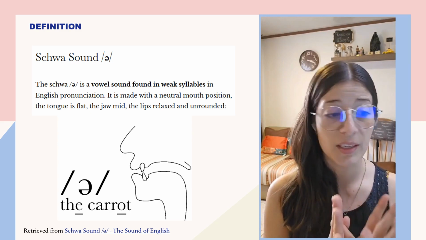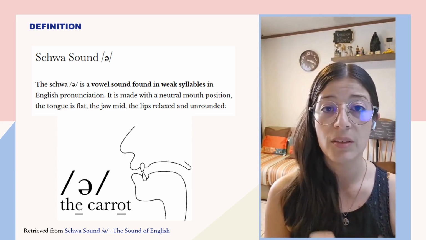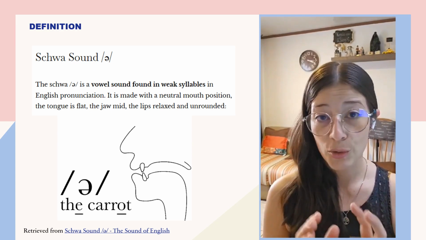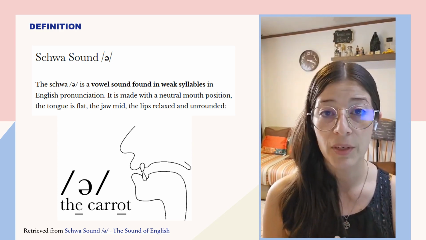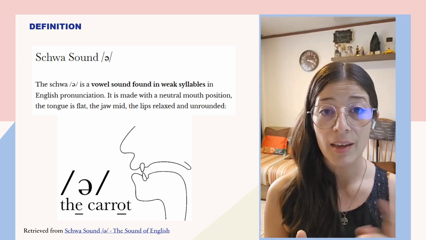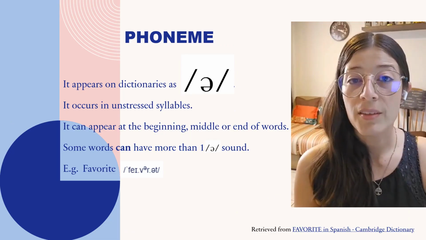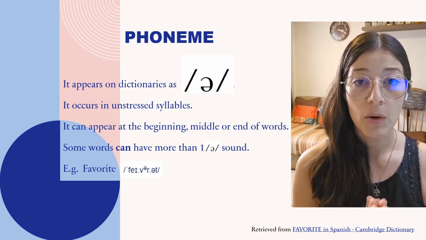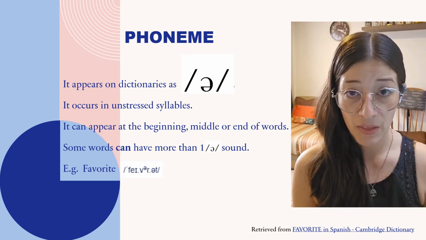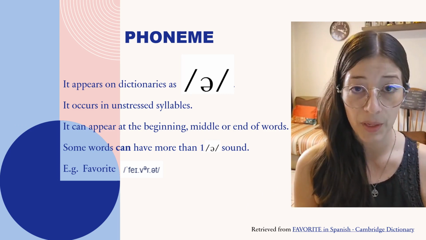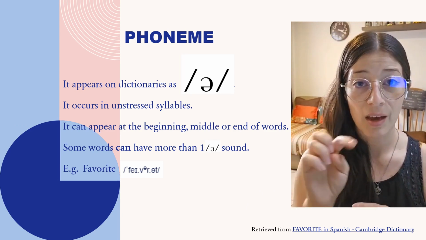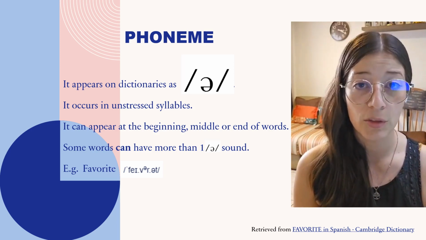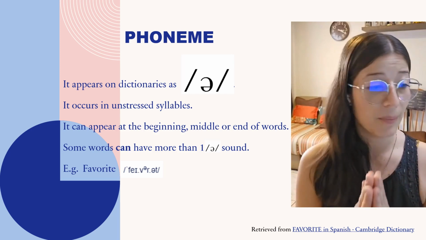Now, as you can see in the example here, in the word carrot, we have two schwa sounds represented by different vowels, the E and the O. How can you identify this sound if you're looking at a dictionary? First of all, when you look at dictionaries, this is a symbol that's going to appear. You will see something like an E, but inverted, and that is the representation of the unstressed schwa.